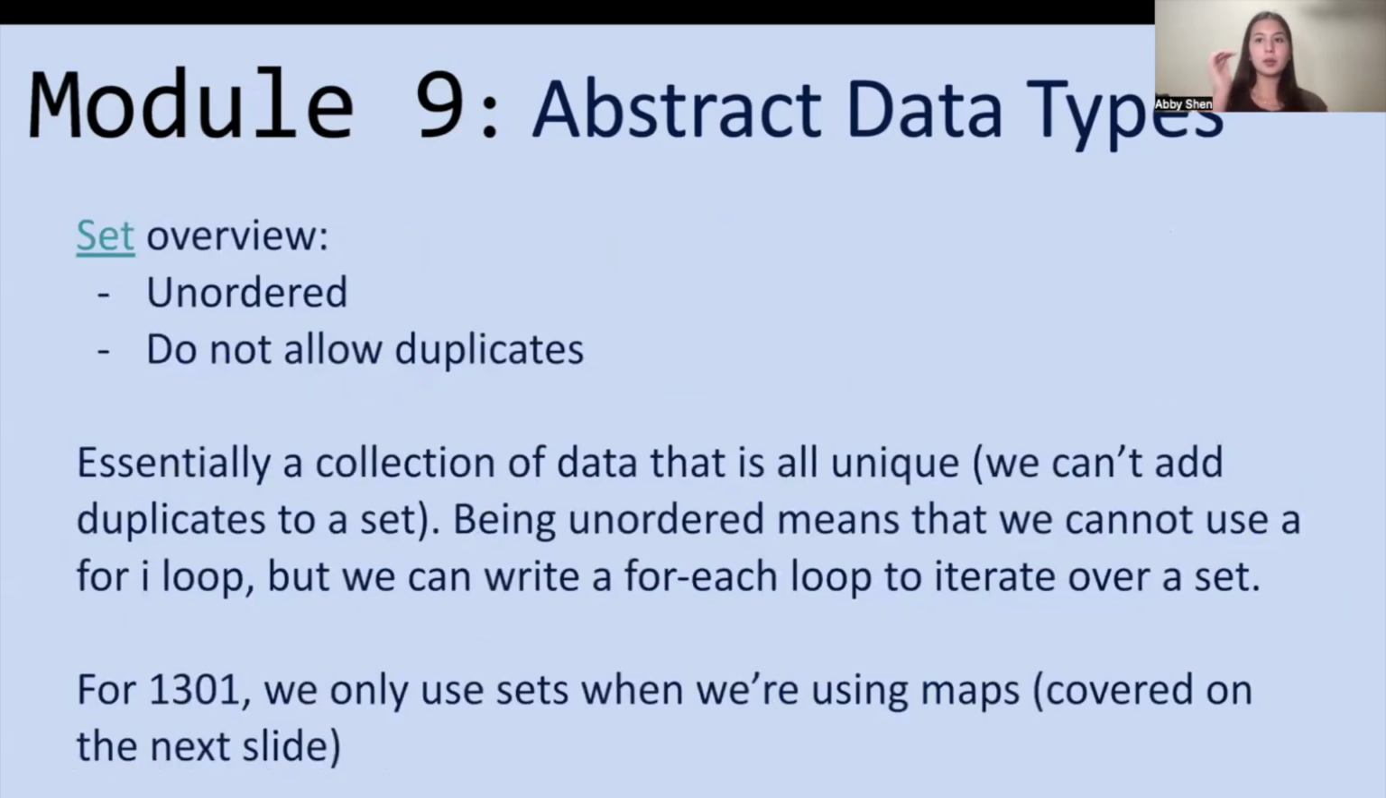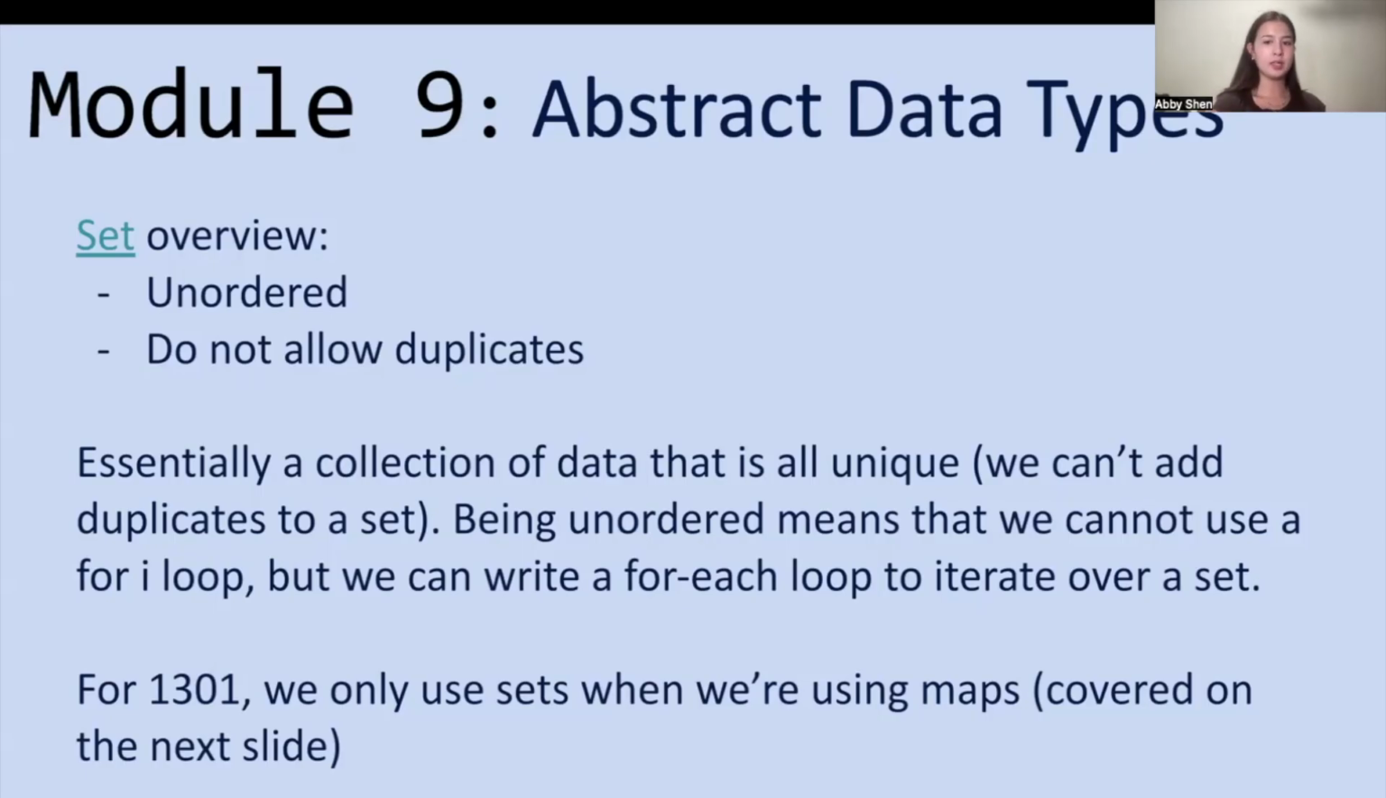So our next data type that we'll go over is sets. So sets are unordered and do not allow duplicates. So a set is a collection of data that is all unique, and you basically won't be able to add a value to a set if it's already contained in that set.